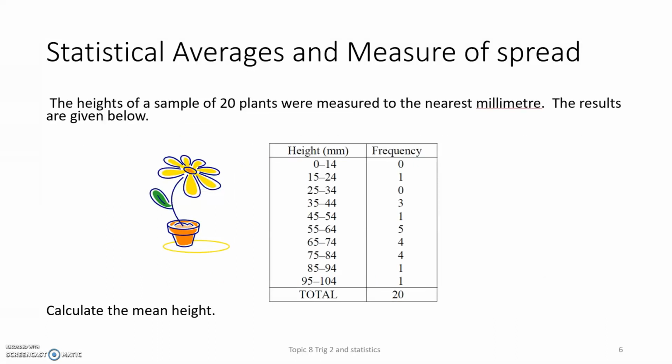For this one, what we'd need to do is find the midpoint of each. So the midpoint of, say, 0 to 14 would be 7. The midpoint 15 to 24 would be 19.5, and so on. And then multiply the formulas out. Or we can use our calculator. Again, stop, check, do it, and find that the mean height is 63.5.